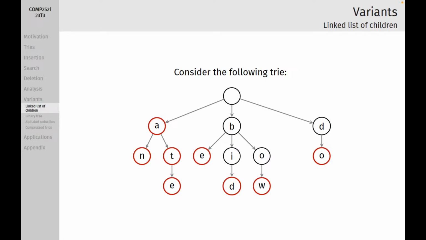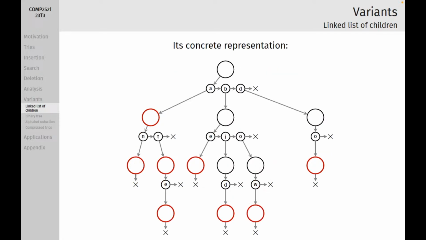Okay, so consider this trie here. This is what it would actually look like if we used that representation. Each node contains a linked list of its children, and each of these linked list nodes contains a pointer to a trie node.